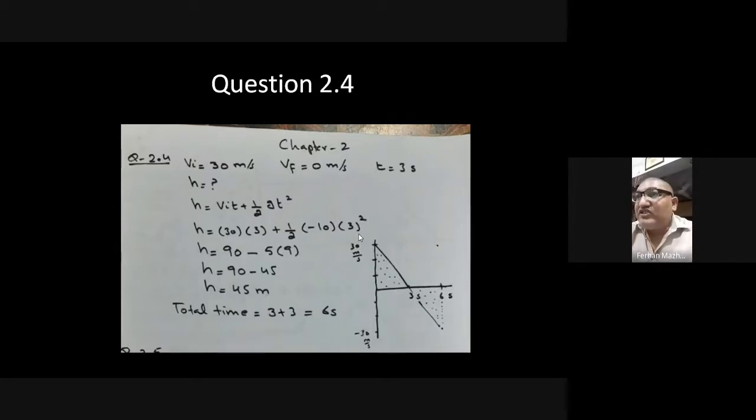In your syllabus, mostly we are solving the questions with the help of the equations. But if we make the speed time graph, then it's very, very easy to solve them. But most people in Matric, they solve the questions with the help of equations. So this is question number 2.4. I hope that you have understood. What do you say? Do you understand this?